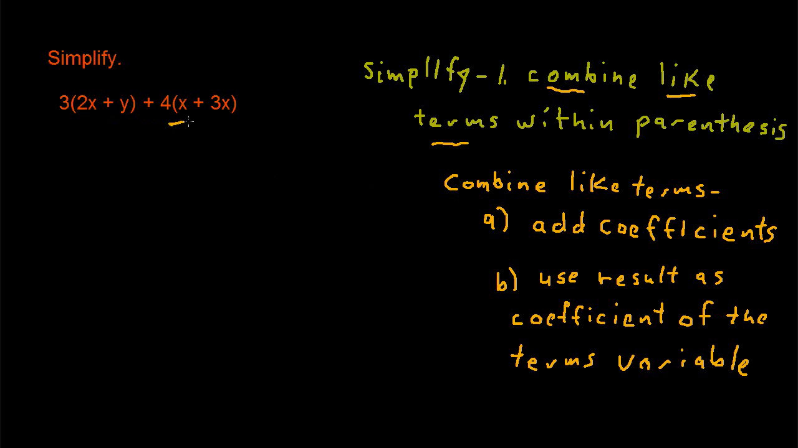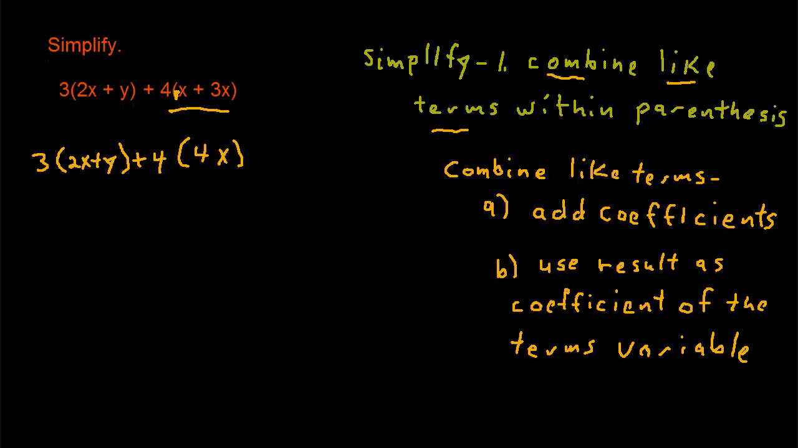So let's actually do this with our problem. We have x and 3x, they're like terms. We need a coefficient for x. There isn't one there. If there isn't one, you can always put 1 in. Always use 1 for the coefficient if it's missing. And we add 1 and 3, that gives us 4. Use the variable 4x. And we'll just bring down the rest of the problem. We have combined like terms within the parentheses.